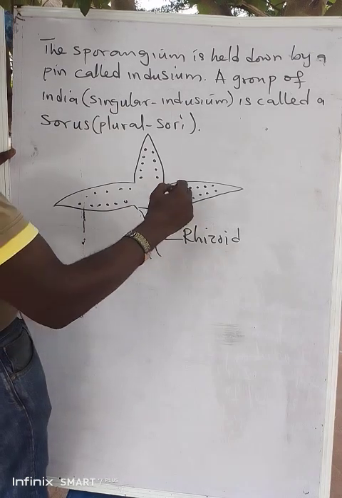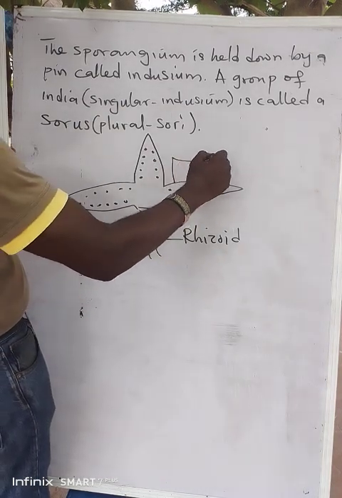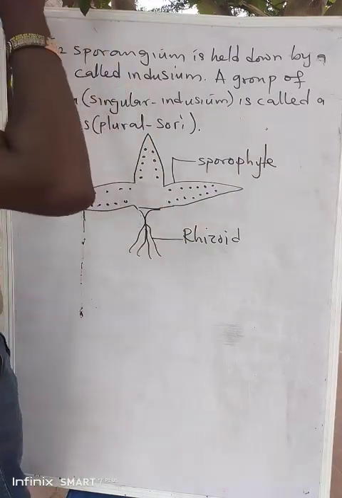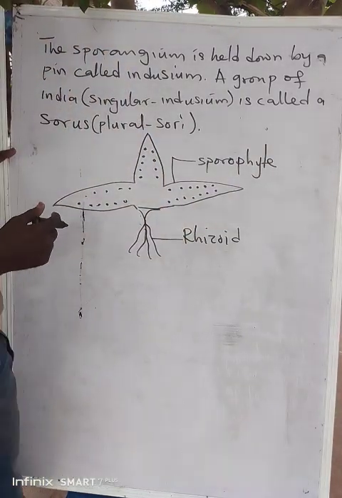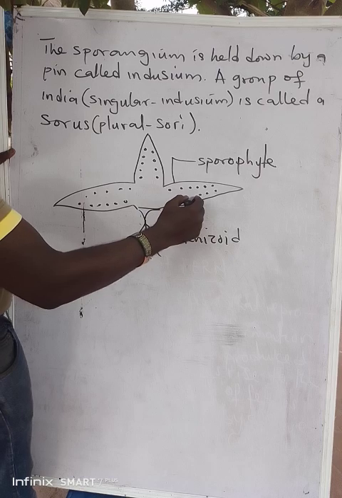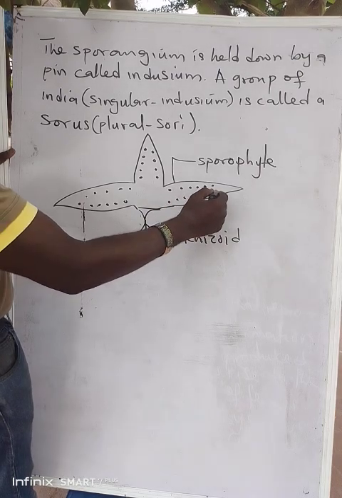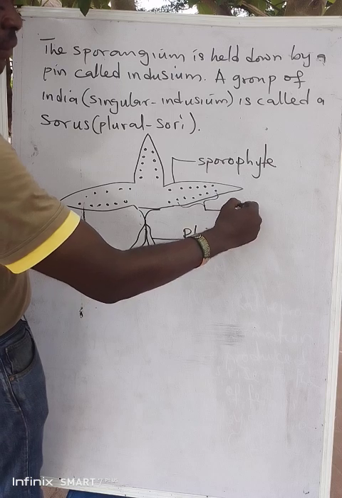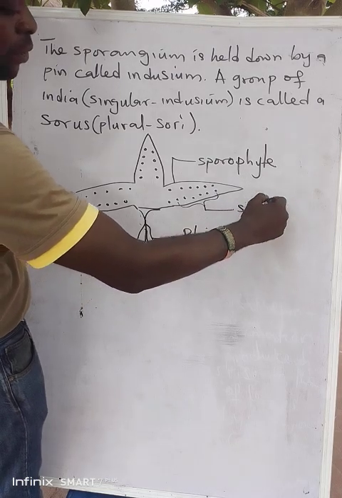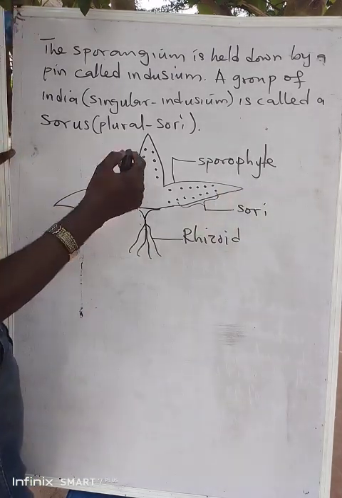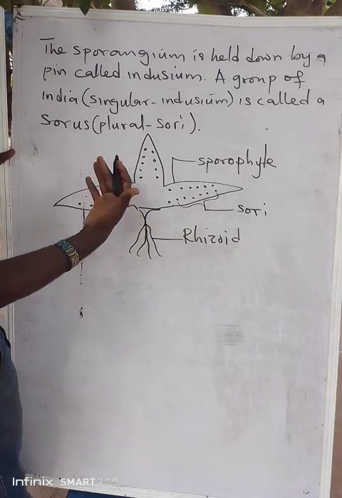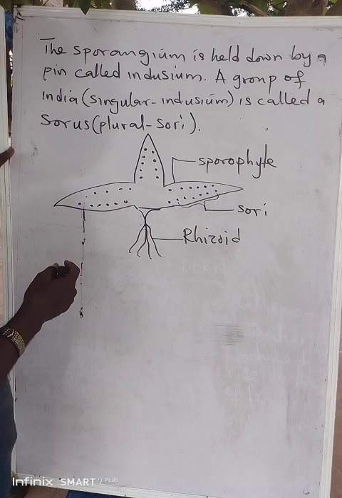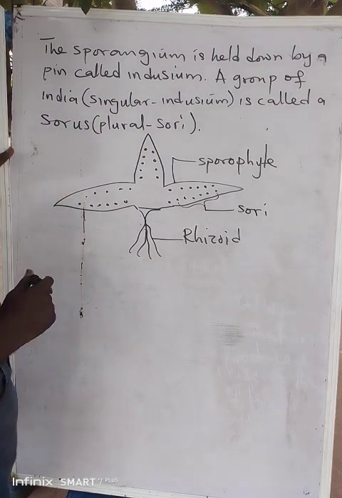So this is the sporophyte. The sporophyte is leafy, unlike the bryophyte, in which the sporophyte is not leafy. There is the gametophyte. So this is this group now. This is sori. So inside we have indusium, under which we have the sporangium. So that is it. Now that is the sporophyte.